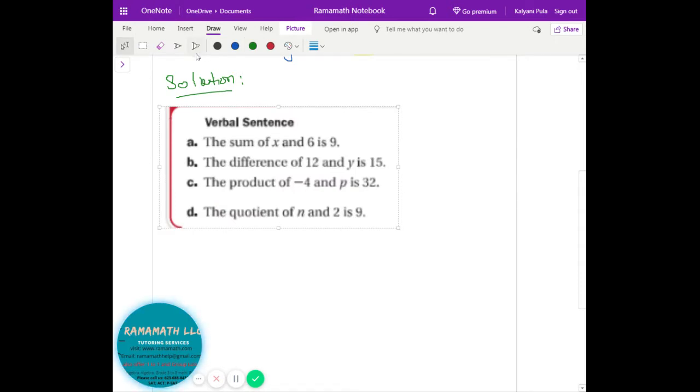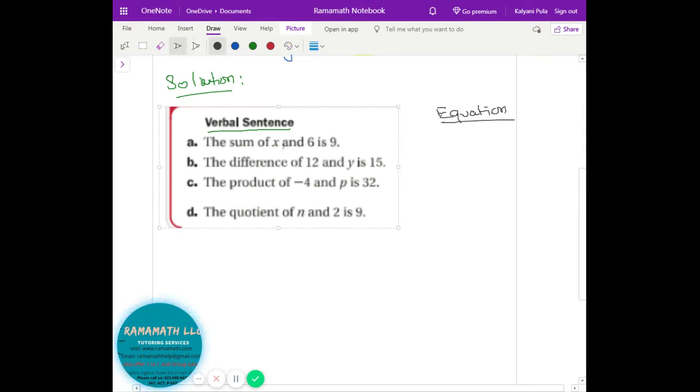Now look into writing the equation. This is a verbal sentence. When you say it in words, this is how you're going to say it, and how you're going to write the equation. That's what we're going to look at here. So we're going to write the equation on this one. So let's look into the first one.